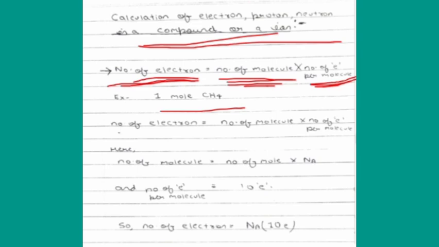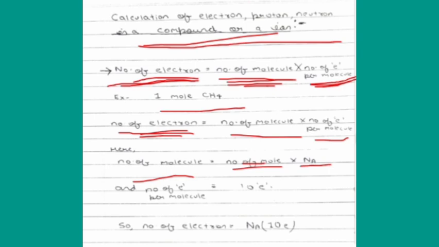For 1 mole CH4, number of electrons will be given by number of molecules into number of electrons per molecule, and we have to discuss number of molecules and number of electrons per molecule for calculating number of electrons. So number of molecules is equal to number of moles into Na, which was discussed in the earlier lecture, and number of molecules is equal to 1 into Na, because number of moles given in the question is 1 mole. So number of molecules is equal to Na.